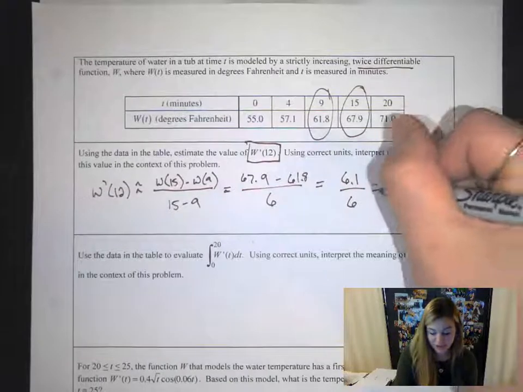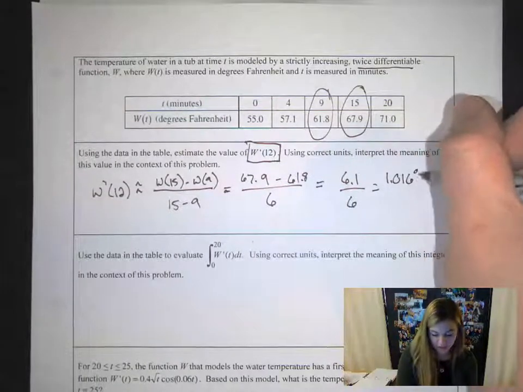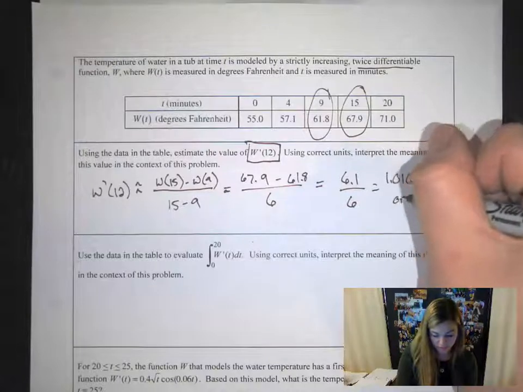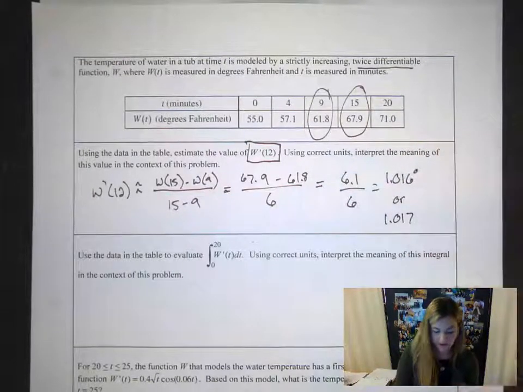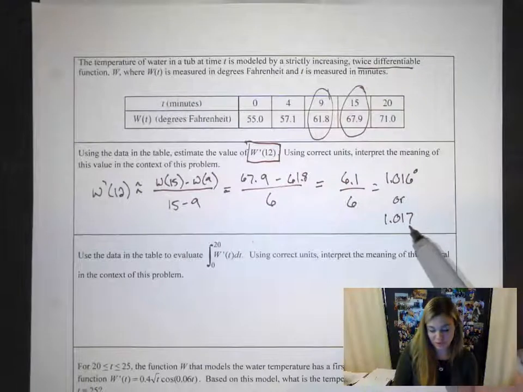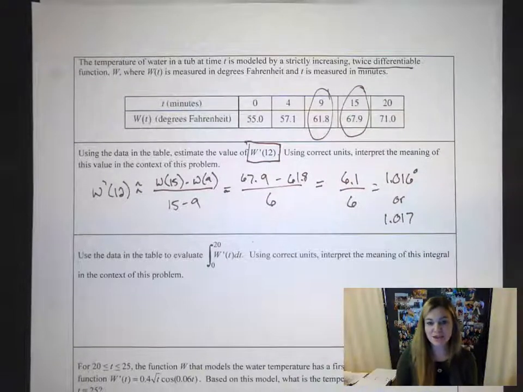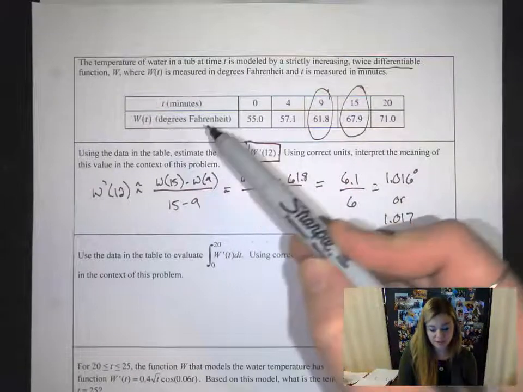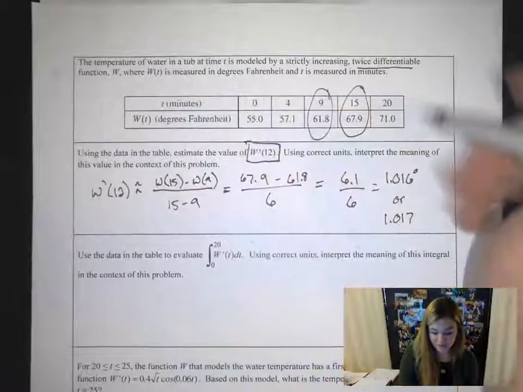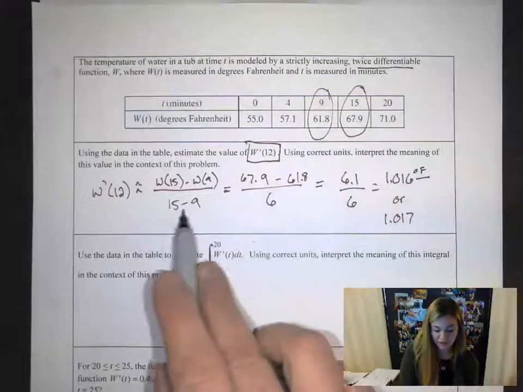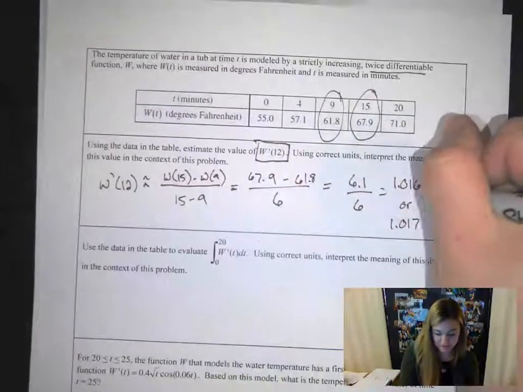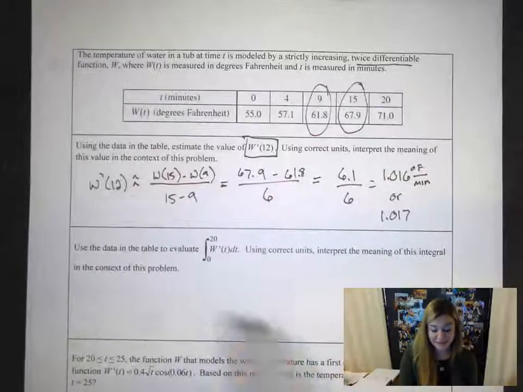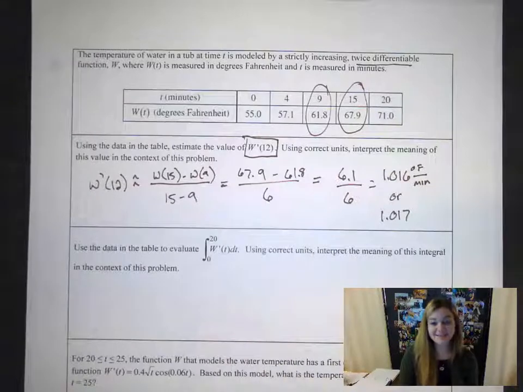If you change it, you can either write, if I truncate, it goes like this. If I round it, it goes like this. So I started to write degrees, but that's actually not my unit. Keep thinking about this. What would it be? Use the work that you've done to help you. So do you see the numerator? This is W. W is measured in degrees Fahrenheit. The denominator, 15 minus 9, was minutes. And that's nice because W prime of 12 is a rate. That's what we want it to be.